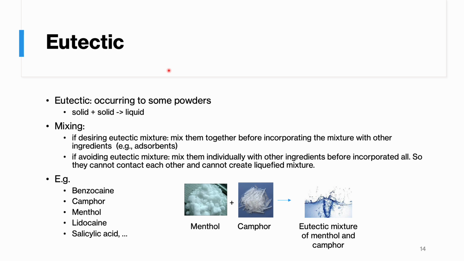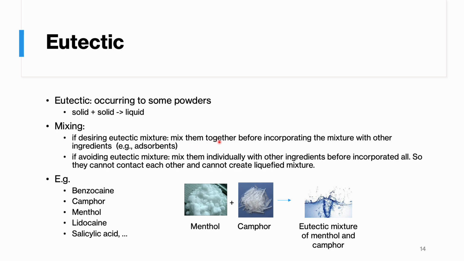What's a eutectic? A eutectic mixture occurs with some powders that are solid. When added together in equal amounts, the mixture will turn into a liquid. For this kind of eutectic mixture, it's important to avoid the liquefaction before mixing, or sometimes you can use the liquefaction by design. If you want the eutectic mixture, that means you want a liquid or liquefied preparation after you mix the two eutectic powders together. If you desire this, then first you need to mix them together.